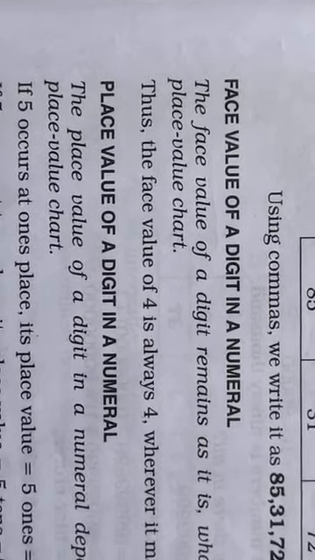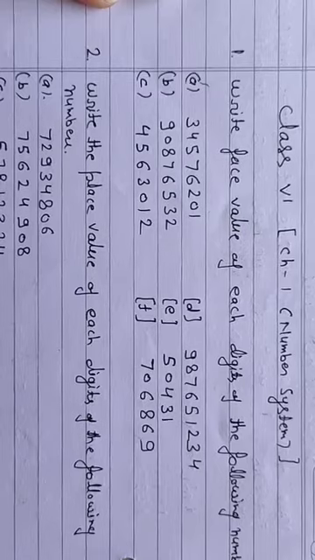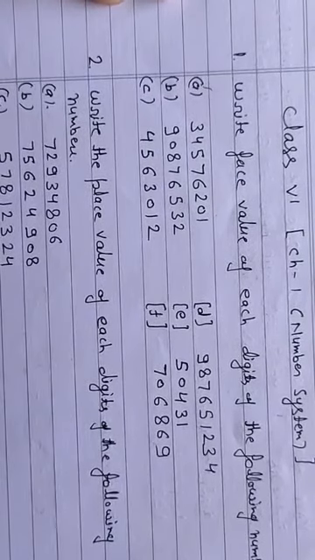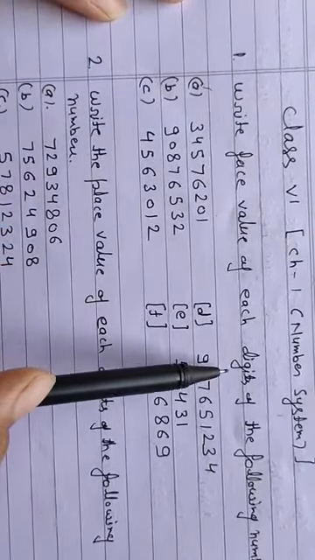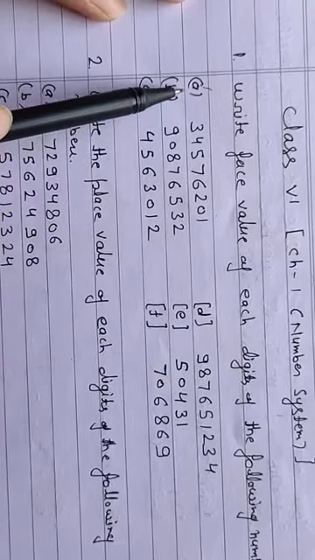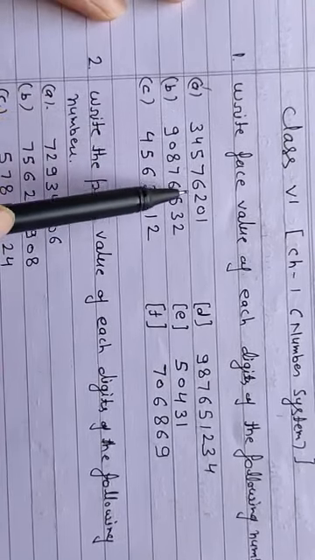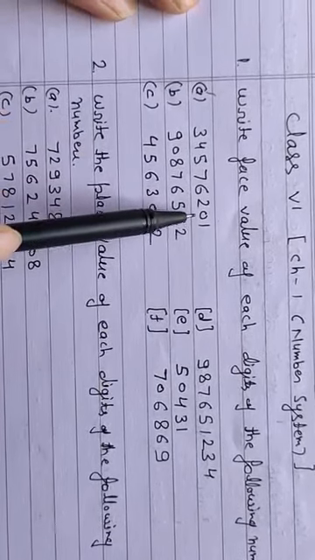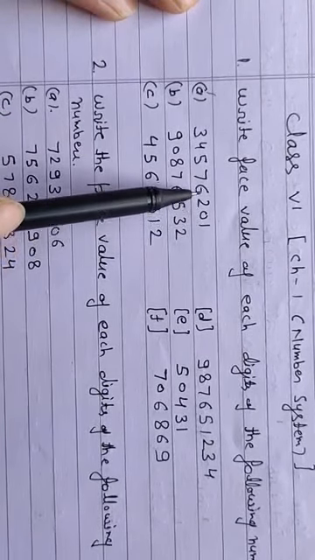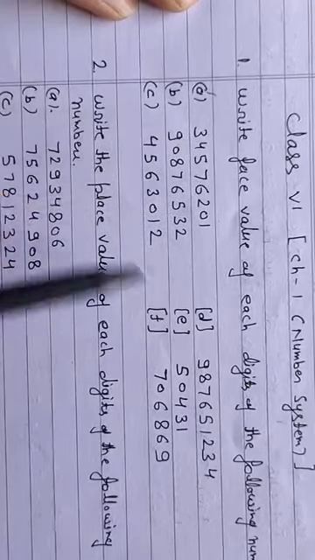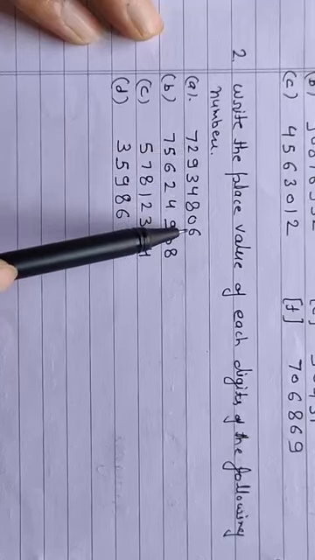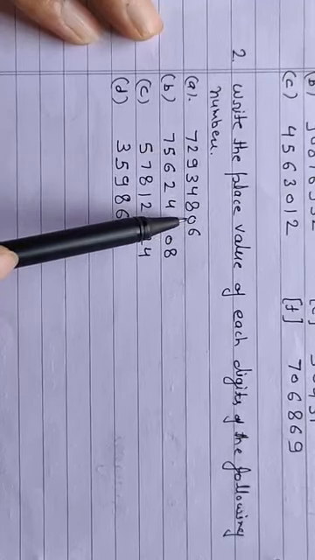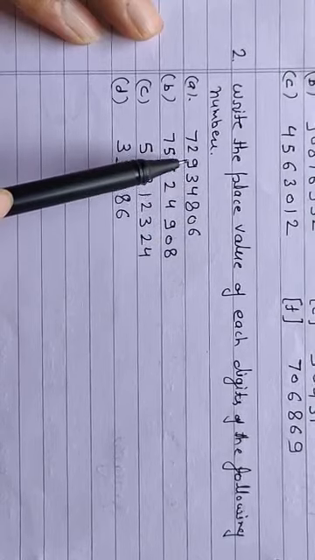Okay, now there is a little homework that you have to do. So this is your homework. Solve questions first and second. In the first, write the face value of each digit. Suppose the question is 3 4 5 7 6 2 0 1, so we will write the face value of each digit. And in question number 2, write the place value of each digit. For example, write the place value of each digit of 0 8 4 3 9 2 7, or for all numbers.